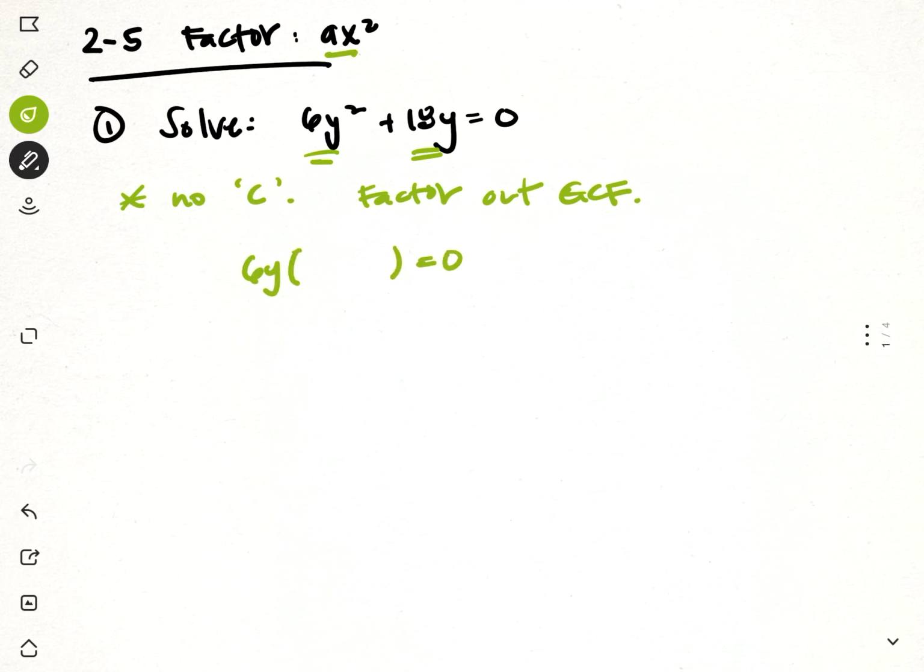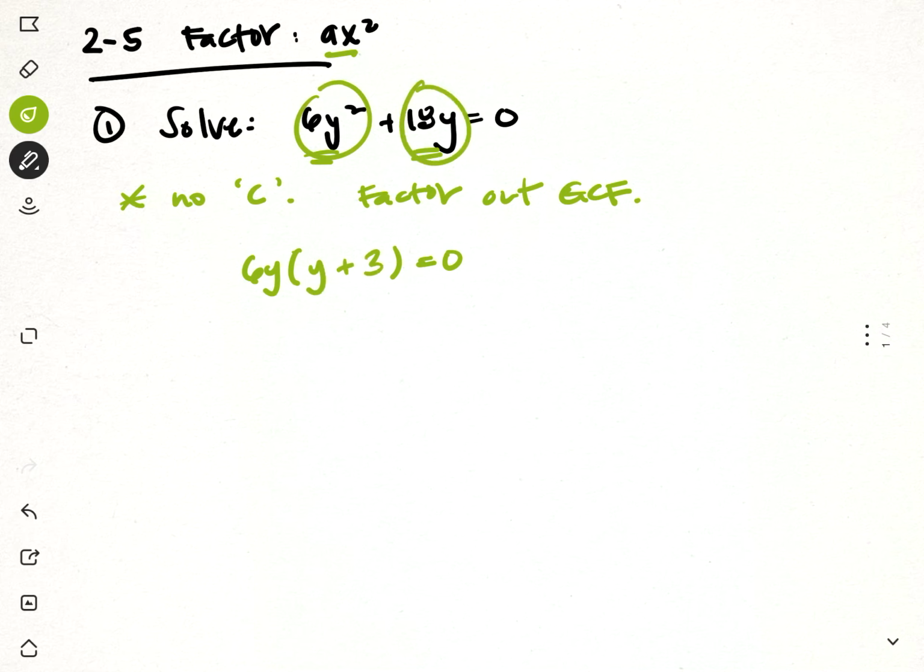And then on the inside, we're going to be left with, in the front, we took out the 6, we took out one of the y's, so we just have a y left. And then the second part, we took out the y, so we don't have any y's. And then 18 divided by 6 is going to give us 3.